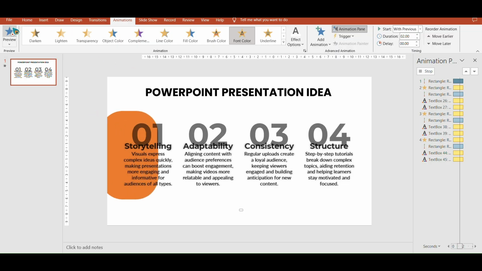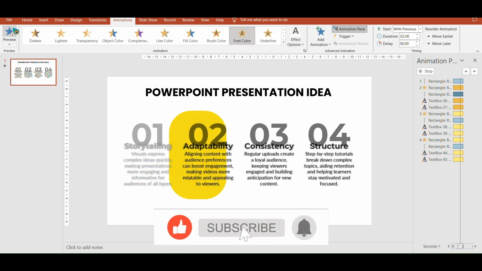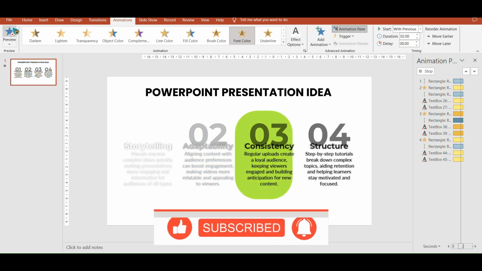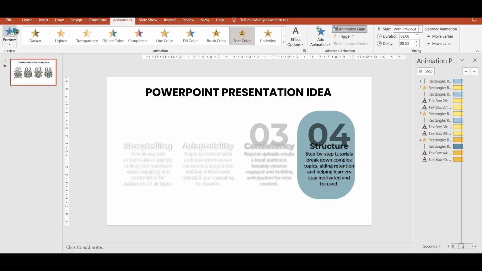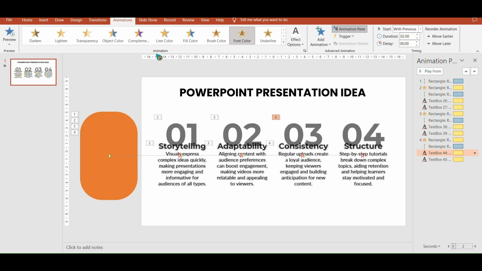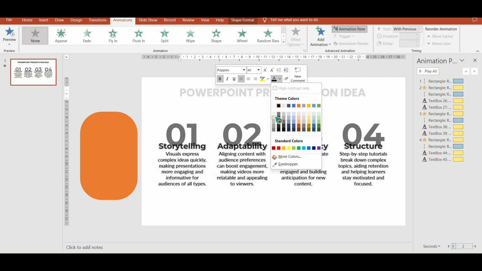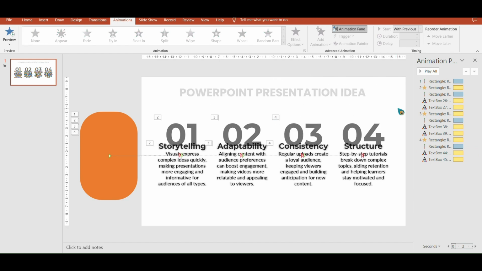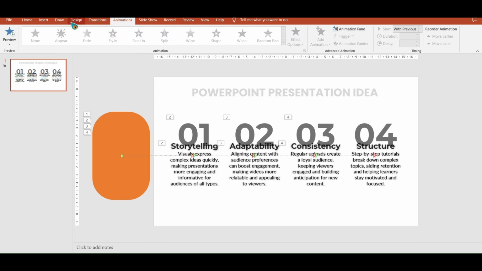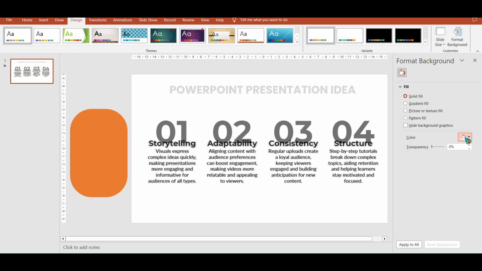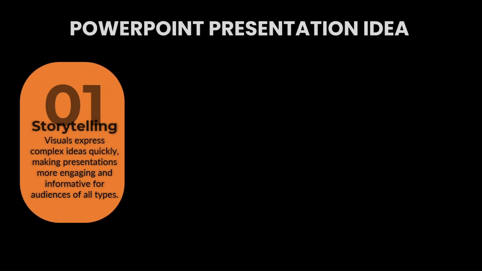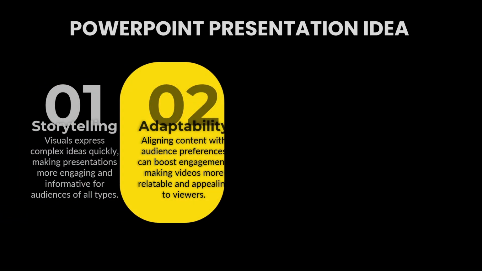And there you go. Final step, turn the background black. Your animated bullets are ready. Thanks for watching.